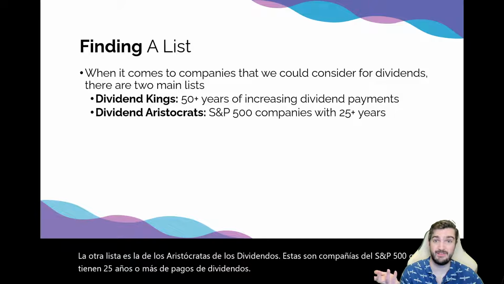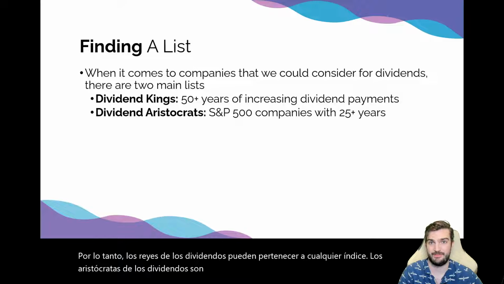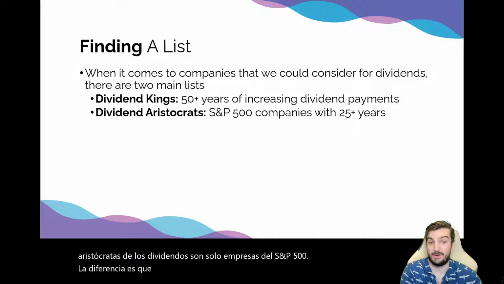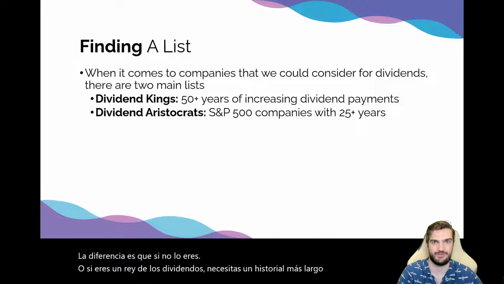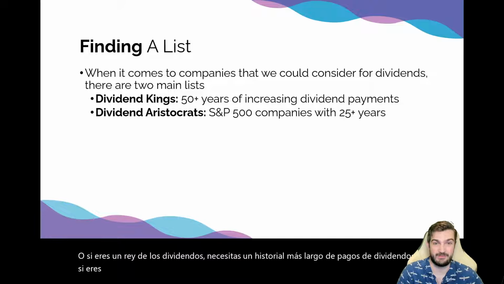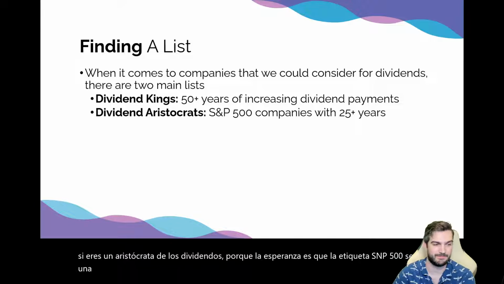So the Dividend Kings can belong to any index. The Dividend Aristocrats are only S&P 500 companies. The difference there is that if you are a Dividend King, you need a longer history of dividend payments than if you're a Dividend Aristocrat, because the hope is that the S&P 500 tag is kind of bumping you up in the rankings.